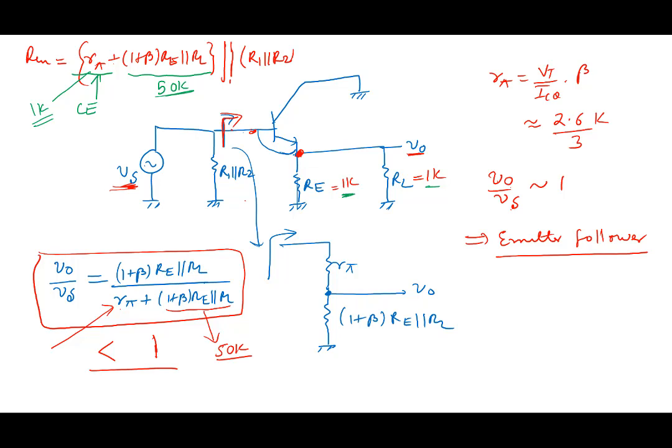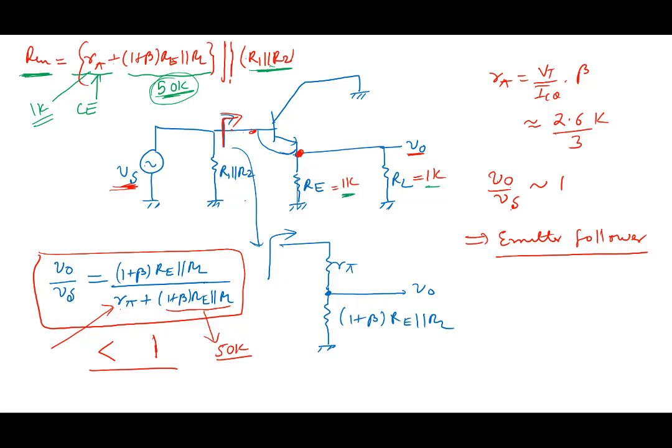But of course, to take advantage of this high term 50K, you have to make R1 parallel R2 also high. You'll have to make that also high. Otherwise, if you don't make that high, then the entire advantage of this term will get lost. So you'll have to make this term also high. And that can create potential problems, but we'll not go into that. But you can clearly see that Rn for this amplifier is high.